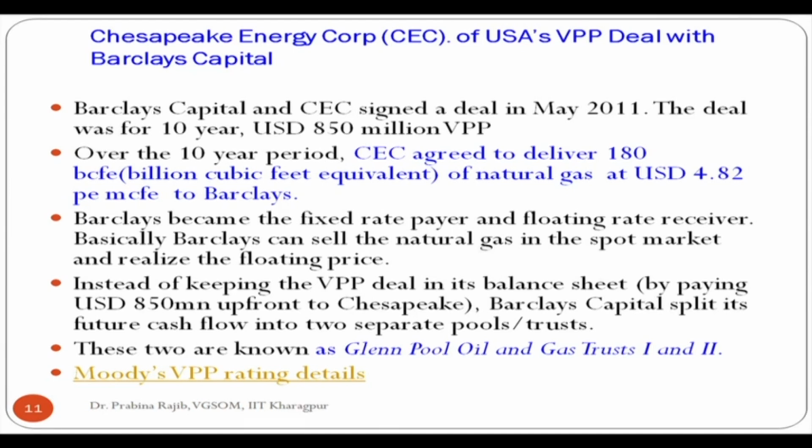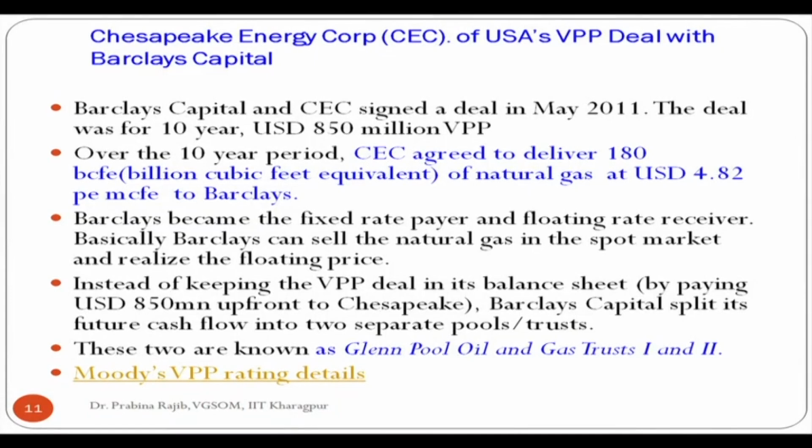As part of the contract, CEC is supposed to deliver the natural gas to Barclays, not the floating rate, but the natural gas itself, and Barclays can sell that natural gas in the spot market and realize the prevailing price. There is also another interesting dimension to this VPP contract. What Barclays did is that it did not keep this deal on its balance sheet.